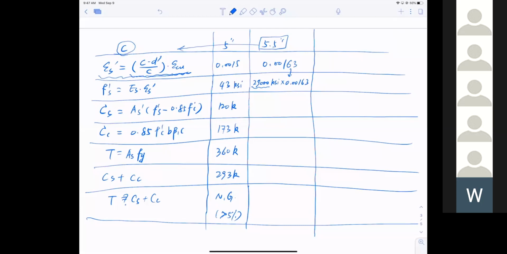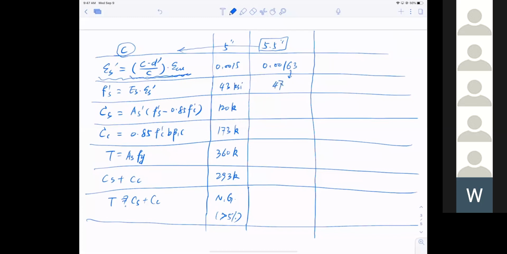Yeah, 47.27. Great. Let me write it down here again. So how much again? 47 point? 47.27. That's great. So quick question here: is it smaller than the yield strength of steel or higher? Should be smaller.